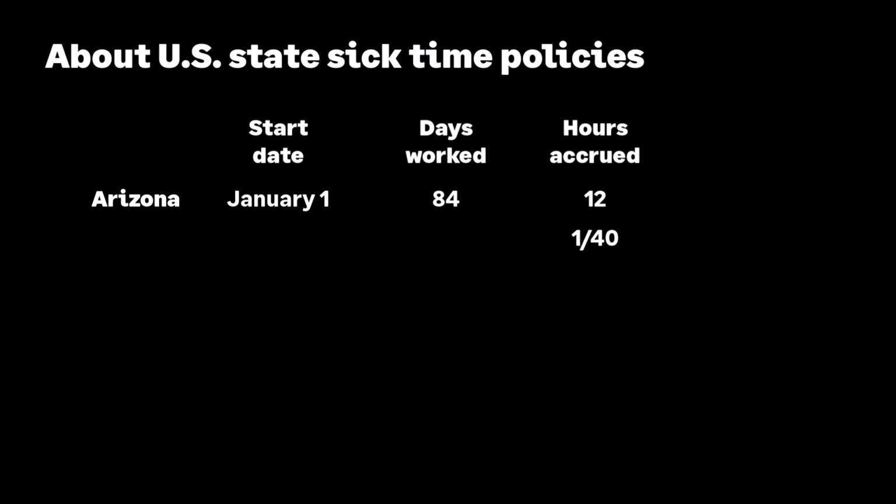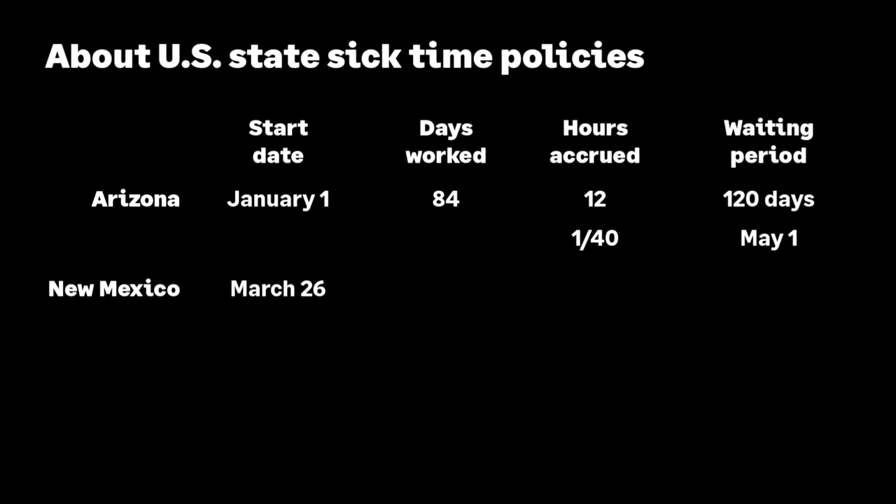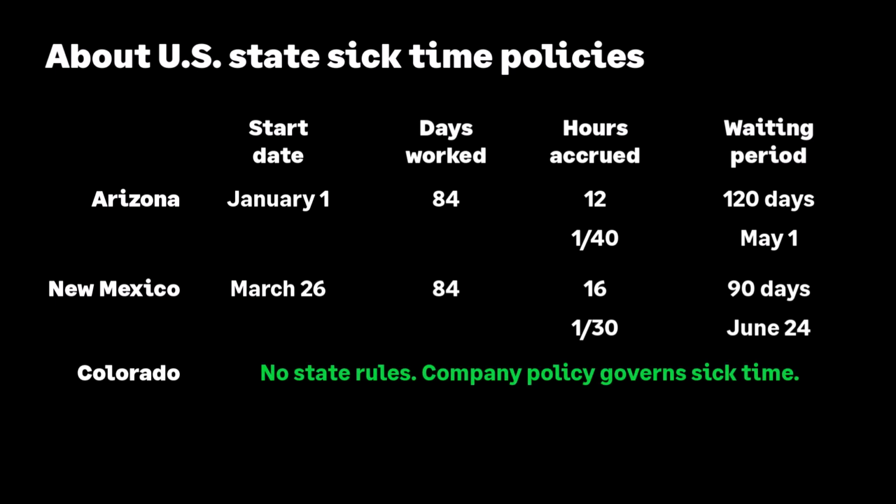Now let's imagine that a new employee starts on January 1st and works in Arizona full-time for 12 weeks, or 84 days. They will have accrued 12 hours of sick time, or 1 hour for every 40 worked, but they can't take any sick time until they reach 120 days of employment. The employee then spends the next 12 weeks working in New Mexico. At the end of those weeks, they'll have accrued 16 hours, or 1 hour for every 30 hours worked. They can take sick time starting 90 days from the start of their employment. They then work 4 weeks in Colorado, where sick time is not governed by any state laws.